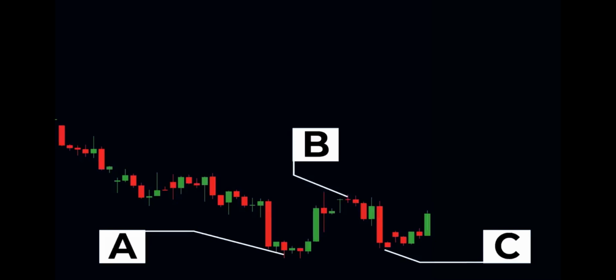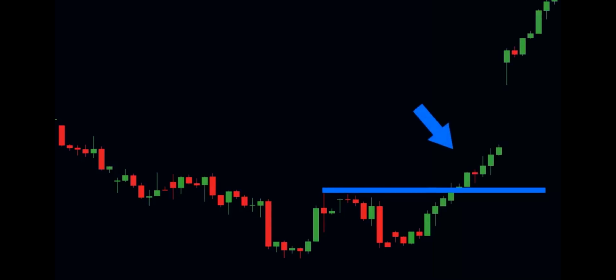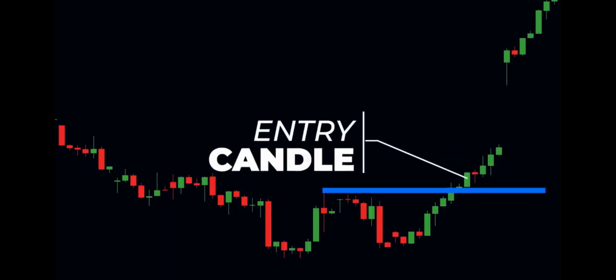Now we know that the price might be forming a double bottom pattern, but the pattern is still incomplete. We need to wait for the price to complete the pattern before we make an entry. So now, we will plot a horizontal line at point B. This is the neckline of the pattern. On this candle, the price breaks above the neckline, and we enter at the close of this candle. Remember, we want the price to close above the neckline to be considered a breakout.